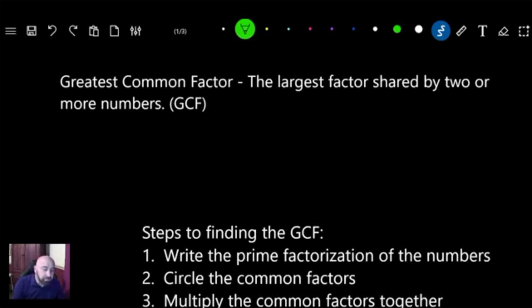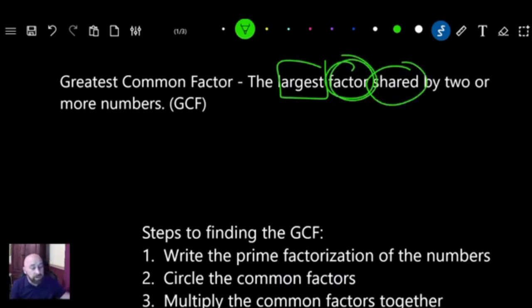What does that mean? Well, let's take it piece by piece. What is the greatest? Well, the greatest is the biggest or the largest. What is common? Common means same. So largest shared or same factor. Okay, so there's the three words: greatest common factor, the largest shared factor.